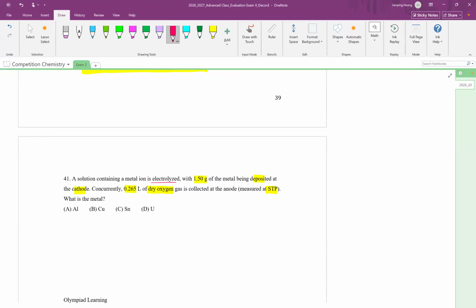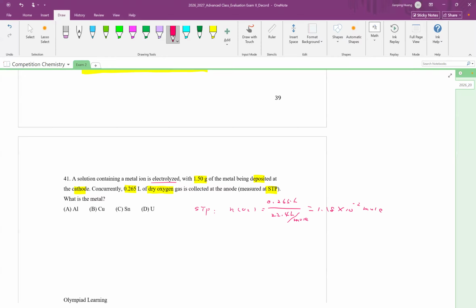Electrolysis, let's look at STP. So we can calculate n of oxygen equal to 0.256 liter over 22.4 liter per mole. That's why I want you to treat it as a constant. You get 1.18 times 10 to the minus 2 mole.